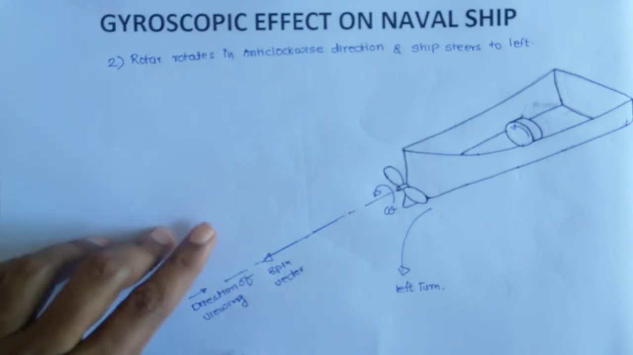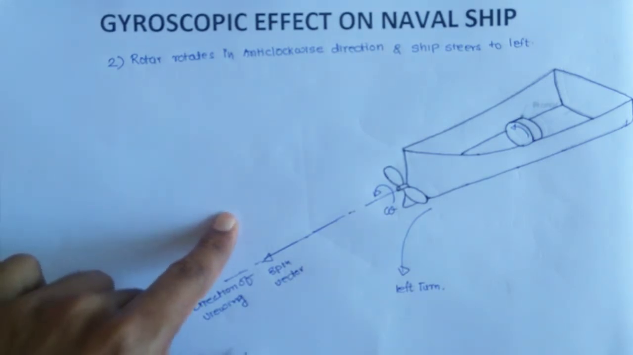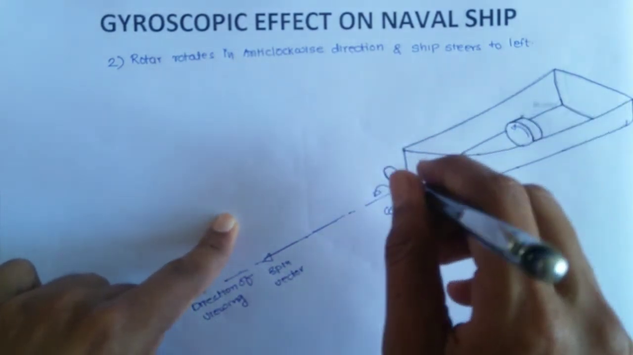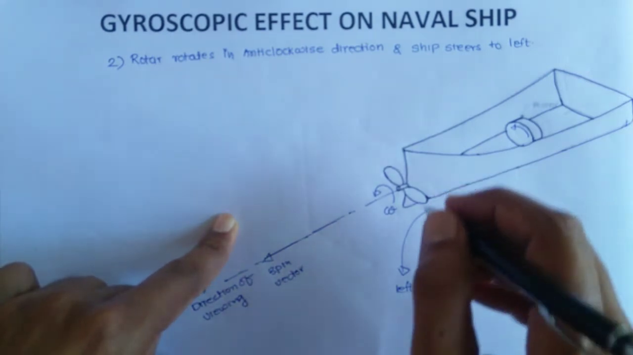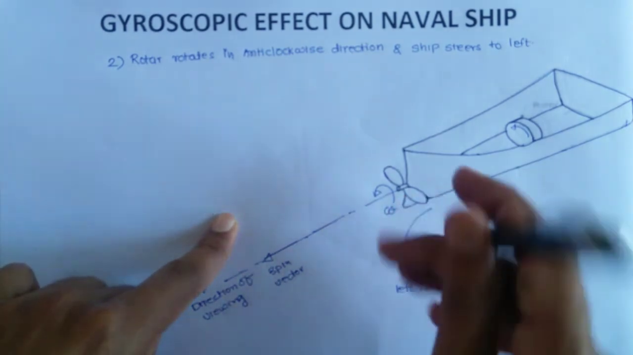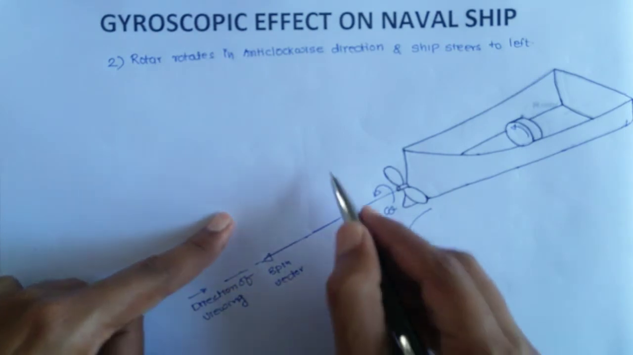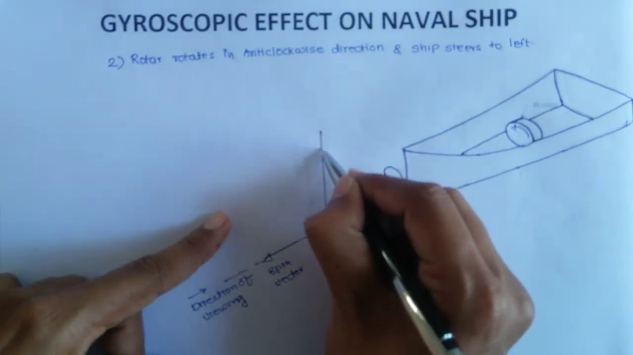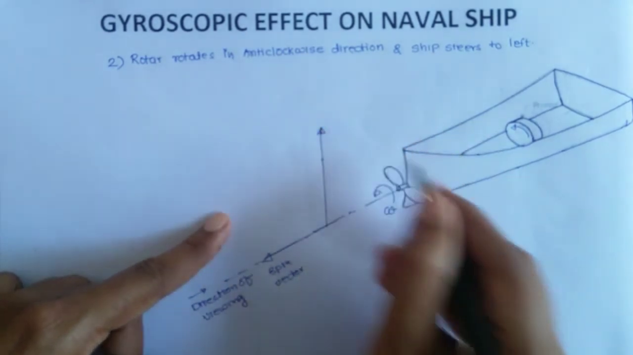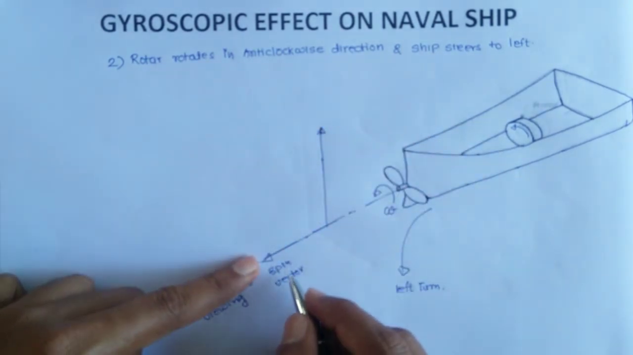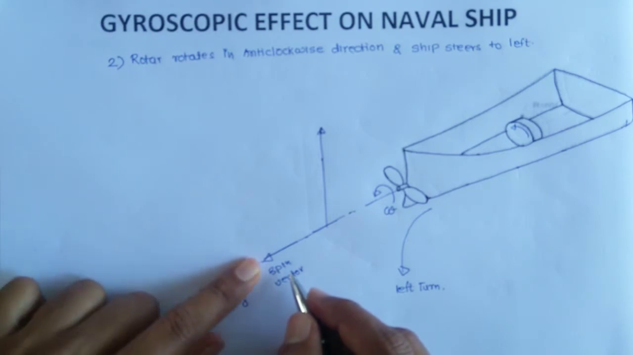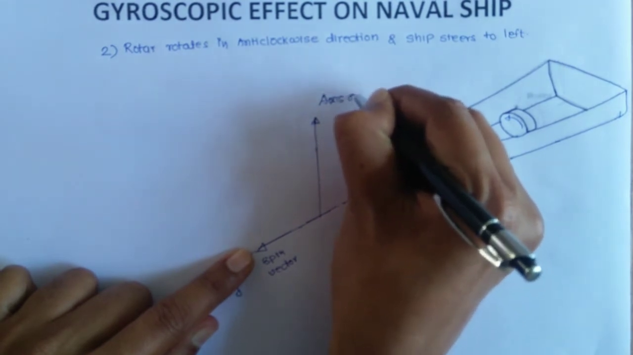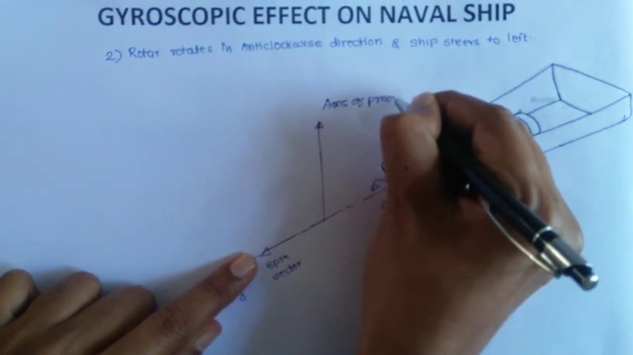Now we know that the axis of precession, now our ship is taking left turn about the vertical axis. So ship steering means ship is taking turn about the vertical axis. This vertical axis is nothing but the axis of precession. So this is our vertical axis. So axis of precession is always at right angle to the axis of spin. So this is our axis of precession.